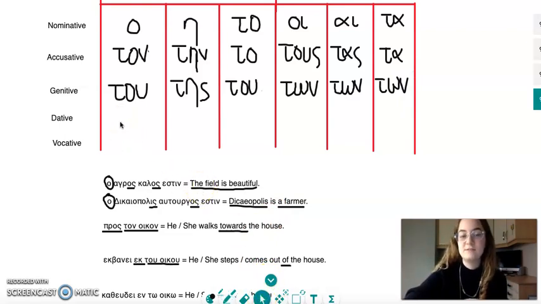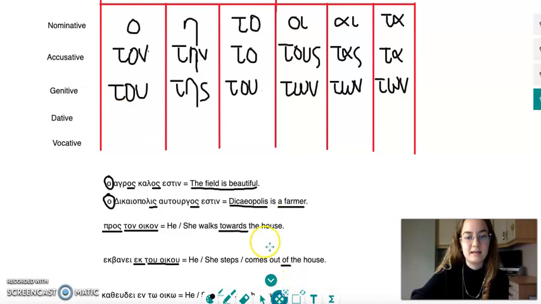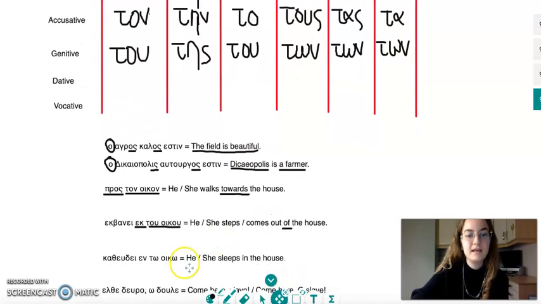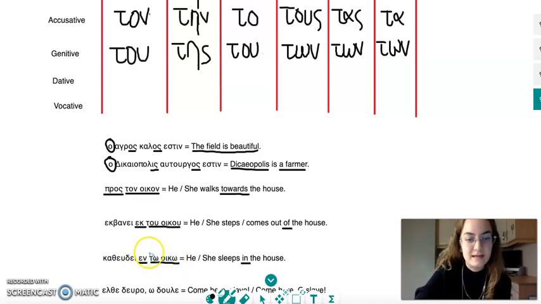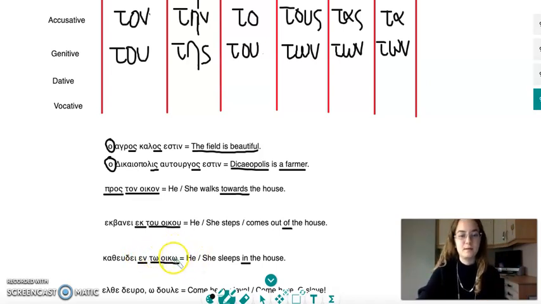Now we'll move on to the dative. So the dative refers to the place where something happens. If we look at the English, we've got he or she sleeps in the house. So that's in. That shows you where, in the house. So the Greek is kathevdei en toi oikoi. So en is in, so that's our preposition that tells us it's dative. And then toi oikoi means in the house. En toi oikoi, in the house. So let's put that into our table. Toi.